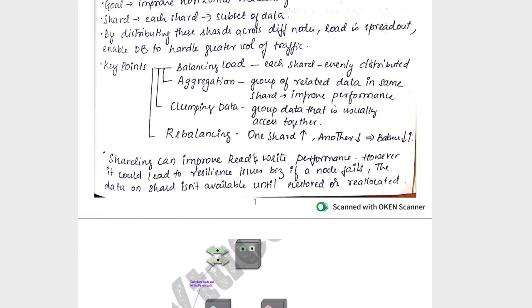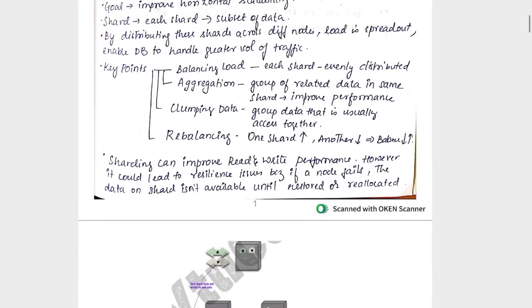So what are the key points of sharding? First one is balancing the load, right? Ideally each shard should be evenly distributed across nodes to ensure that there is no overloading happening. Then we have aggregation, right? Aggregates means group of related data.